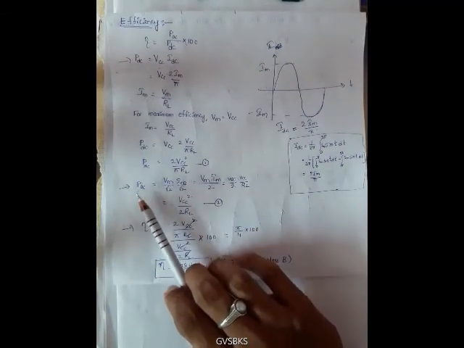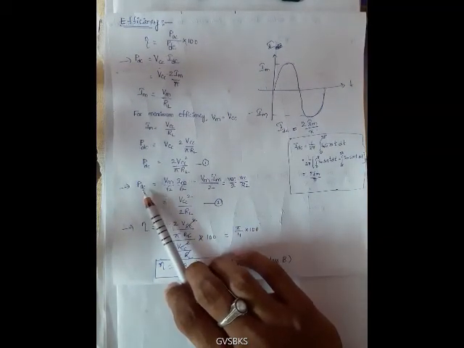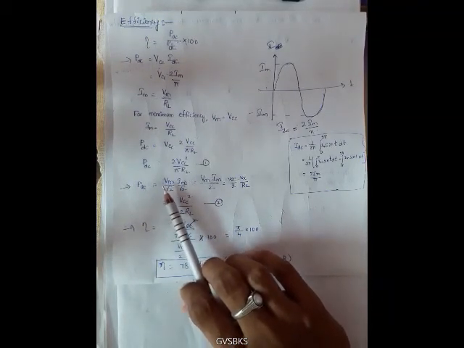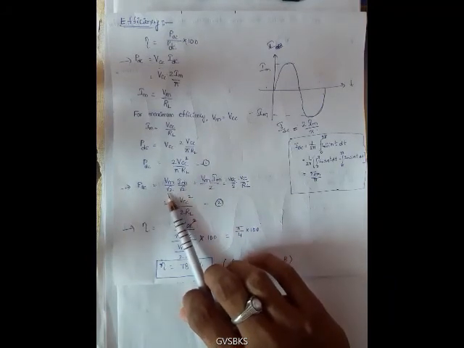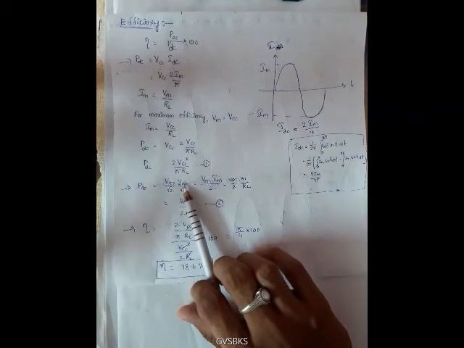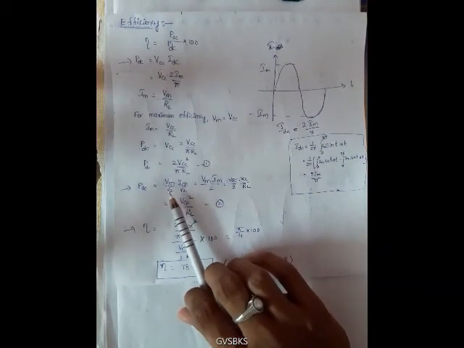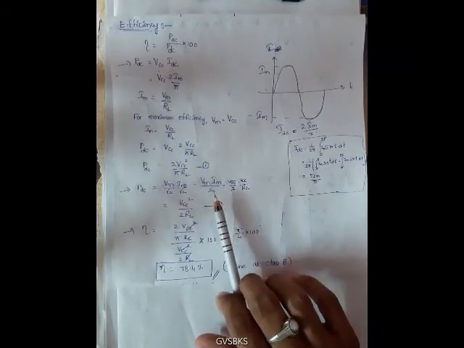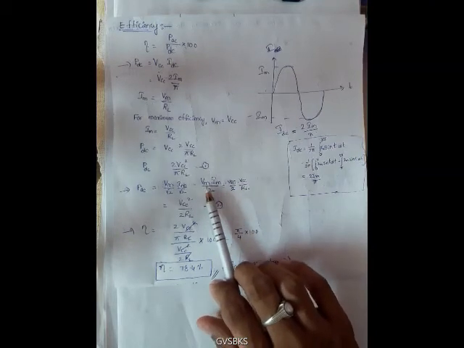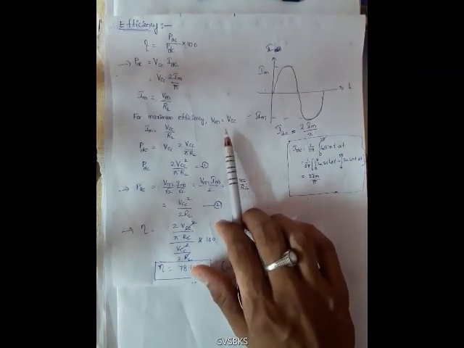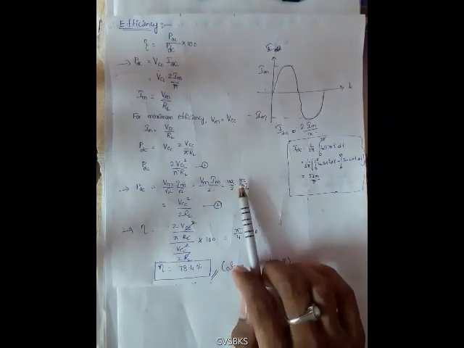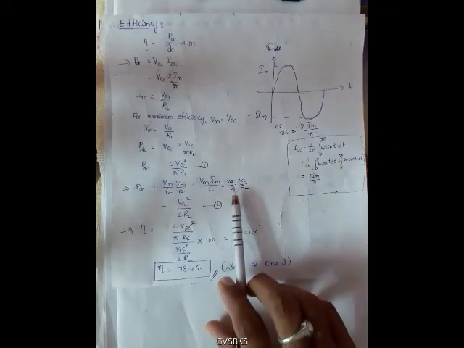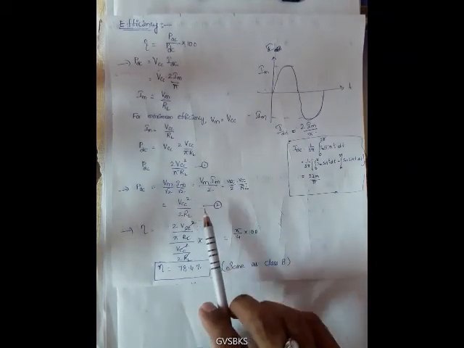In order to get the AC power delivered to the load, we have to multiply AC voltage into AC current, so Vrms into Irms. Vrms can be written as Vm by root 2 and Irms can be written as Im by root 2. Therefore, Vm Im by 2, since root 2 into root 2 is 2. We know that for maximum efficiency, Vm is equal to VCC, and Im can be written as VCC by RL. Therefore, the PAC equation can be written as VCC square by 2RL.